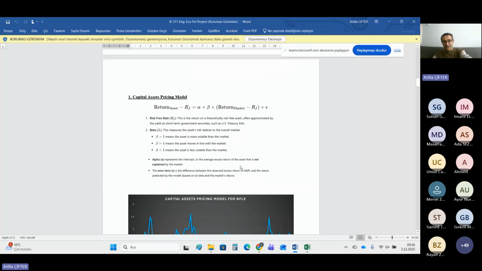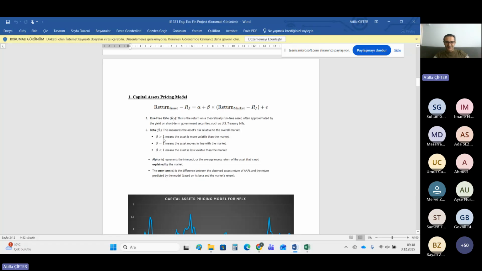Then, what is the capital asset pricing model? We have return of asset minus the risk-free rate, which is the treasury bill rate, equals alpha, which is constant, plus beta, which is slope, times return of market, which is Nasdaq, minus the risk-free rate, plus an error term. So here, these are the explanations.